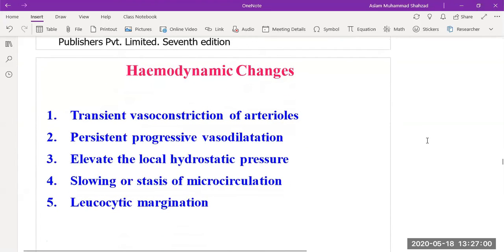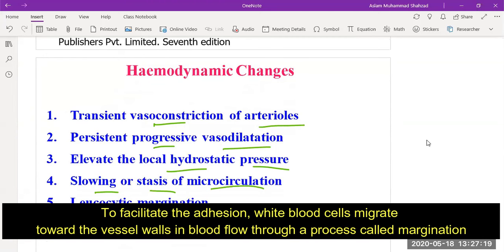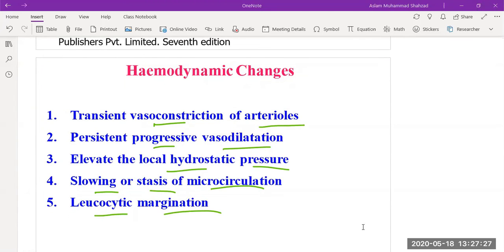So I mentioned here the hemodynamic changes could be the transient vasoconstriction of the arterioles, persistent progressive vasodilation, elevation in local hydrostatic pressure, as I mentioned before, slowing or stasis of microcirculation, and leukocyte migration. And when we take a look at them one by one, when we talk about transient vasoconstriction, we have to understand that with the mild form of injury, it takes 3 to 5 seconds to re-establish the blood flow.